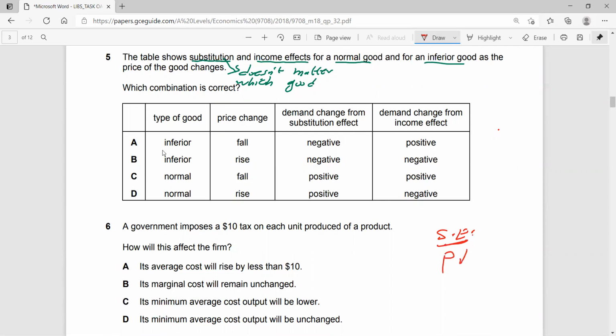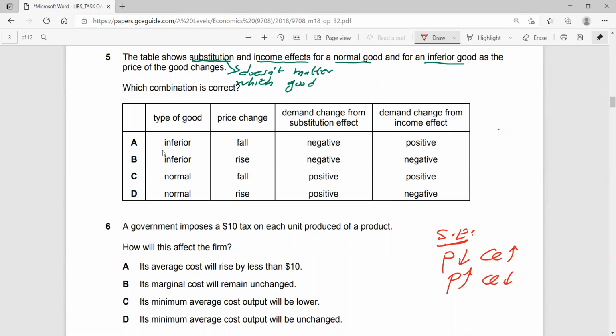If price decreases for a good, you will buy more of it. If price increases, you will buy less of it. This is the basic law of demand that we studied all the way back in AS and in O level. So this is very simple. And I think that can help us eliminate some answers because we don't have to look at the type of good right now. Let's ignore the income effect as well. Let's just look at the substitution effect because that's the simplest effect.